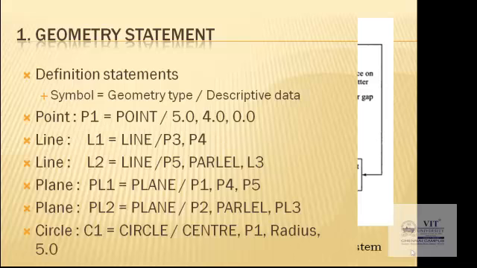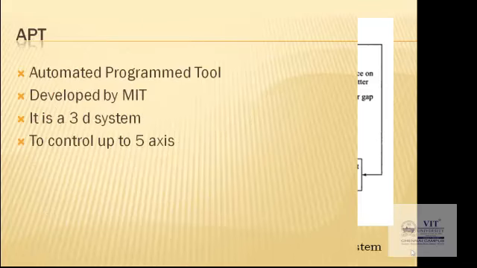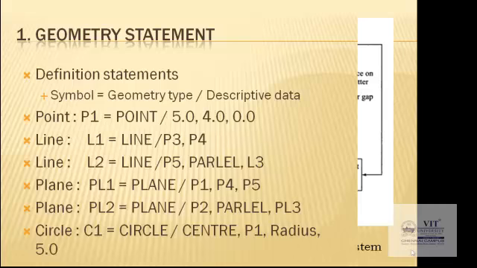We have 4 types of statements in the APT language. Some examples are given here. Based on these examples, if some diagram is given, you have to write the program. The first one is the geometry statement. According to the geometry, first we have to create the geometry. If you want to create a particular geometry to be executed in that program, some commands are required. These are all some command prompts.